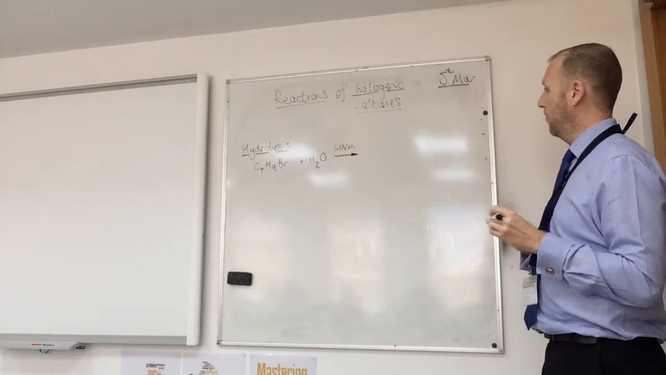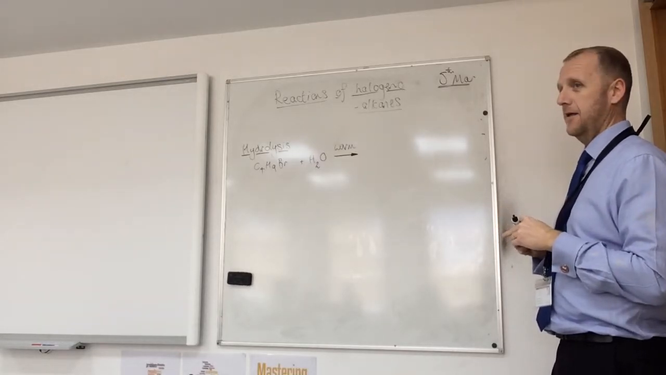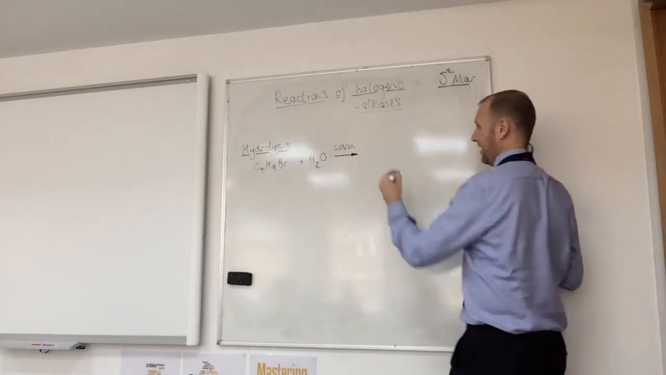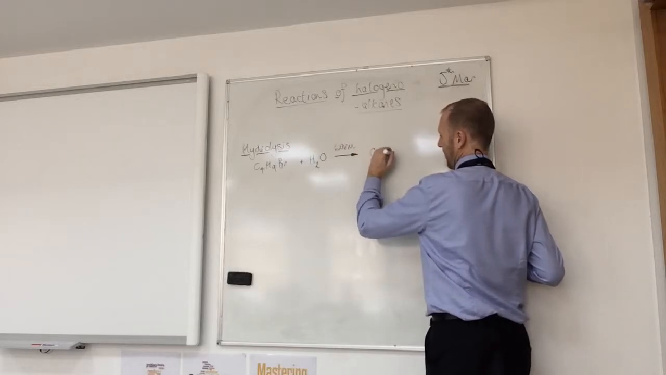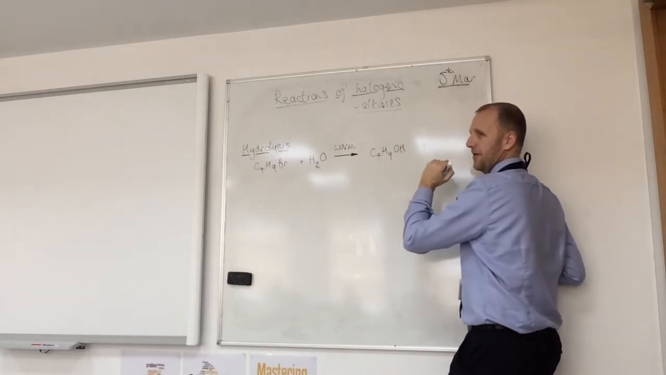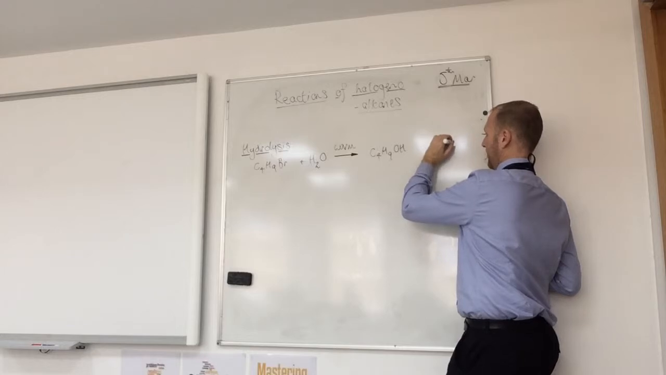Okay. What did it produce? What was the actual product from that? Exactly. It's an alcohol, C4H9OH plus, what's the other product in that case? HBr. That's the only thing that's left.